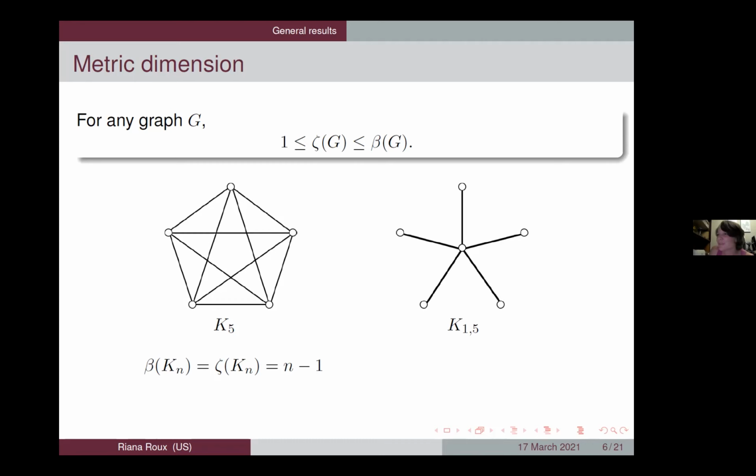Okay. Should the metric dimension of the one vertex graph be 0? No, it should be 1. Because the metric dimension is a subset of the vertices such that every vertex is uniquely defined. So you have to have a vertex. And then that vertex is uniquely defined by its distance to the chosen one. It's just 0. So the metric dimension must also be greater or equal to 1.